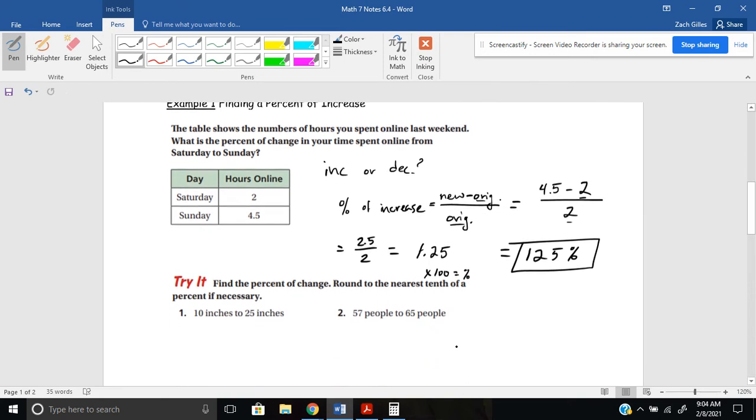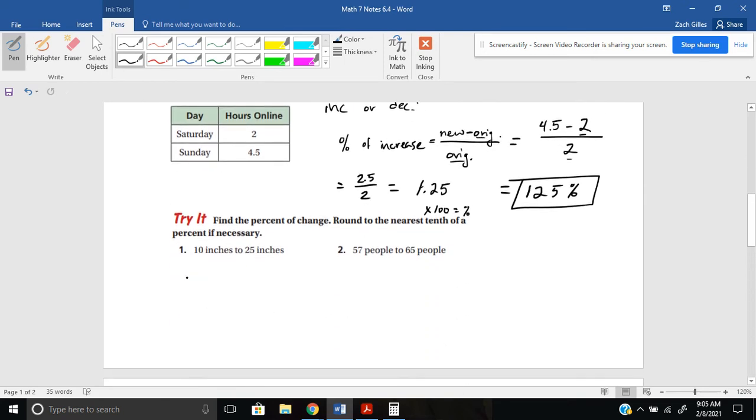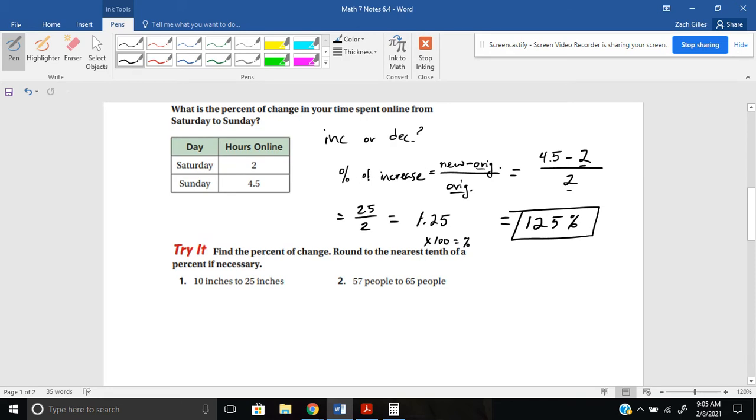I'll have you pause the video here to try numbers 1 and 2 on your own and see how you do. Okay, so we're looking for percent of change here. Use your percent of change formula for increase, because you can see we're increasing in both situations. We take our new amount, which is 25, subtract our original, and then divide by our original. So 25 minus 10 would be 15, and 15 divided by 10 would give us 1.5, which as a percent is a 150% increase.